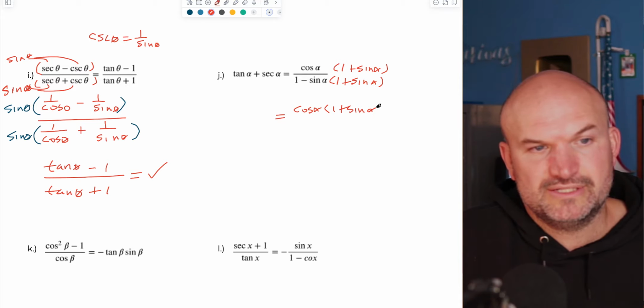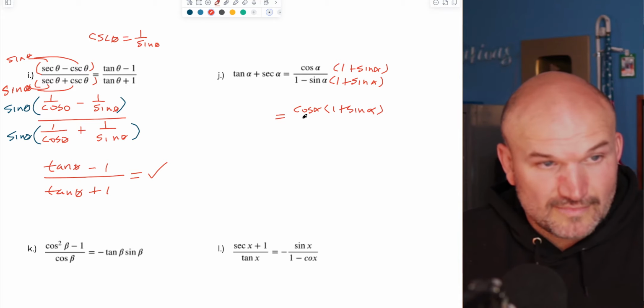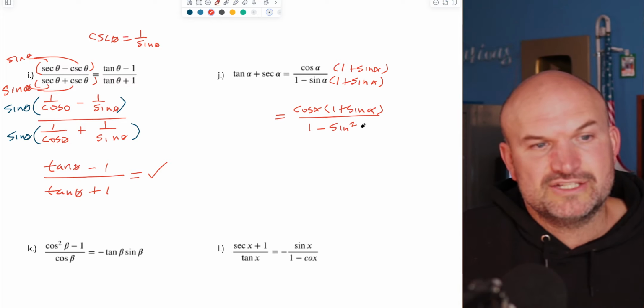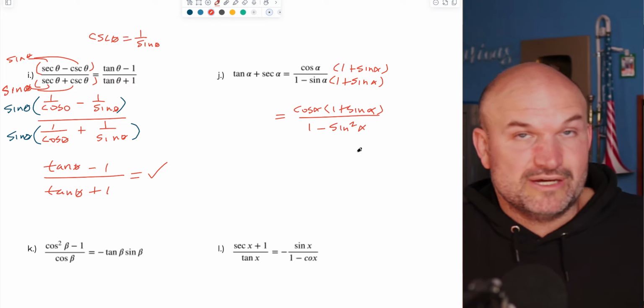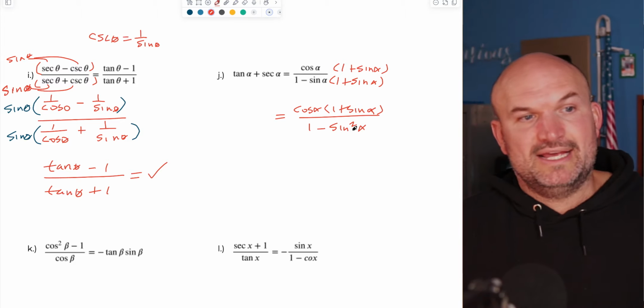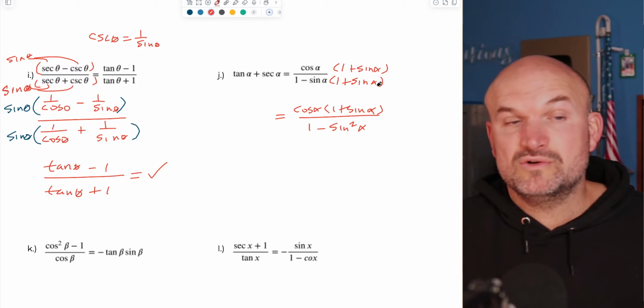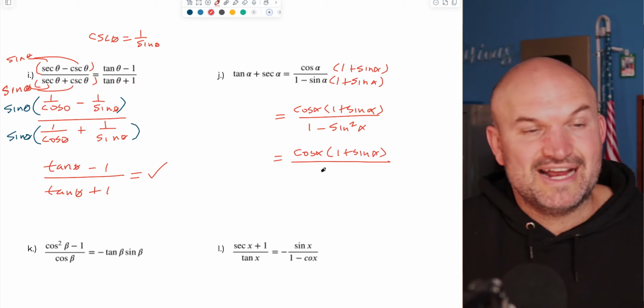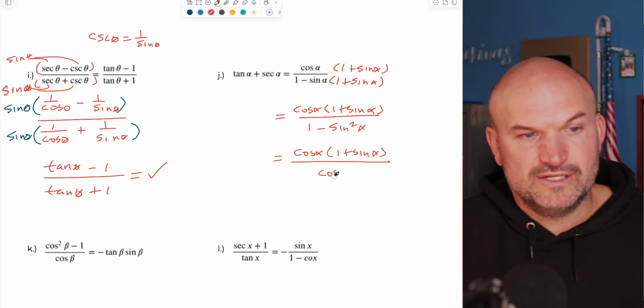Not going to distribute it just yet. And then over here, this is going to give me a 1 minus a sine squared of alpha. Now remember, ladies and gentlemen, that is equivalent to a cosine squared. So I have a cosine of alpha times a 1 plus a sine of alpha, and that's going to be divided by a cosine squared of alpha.